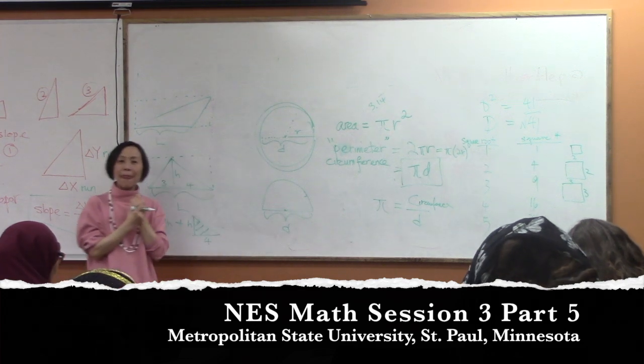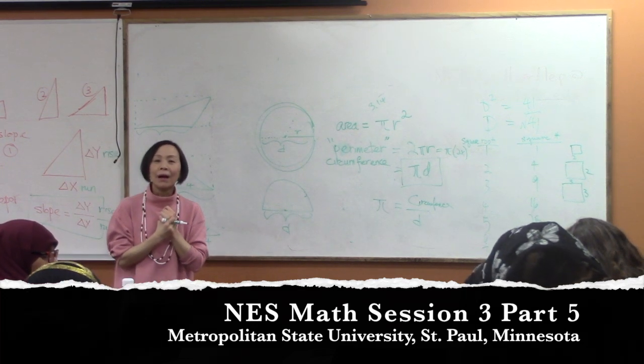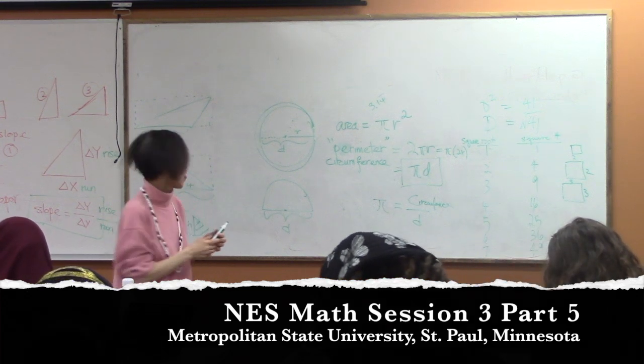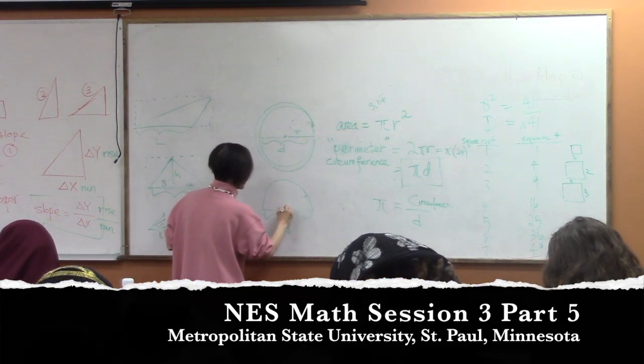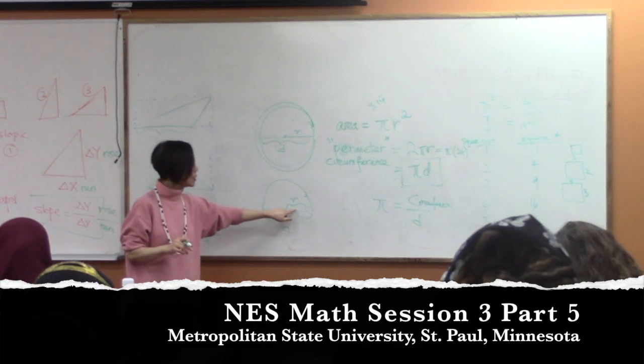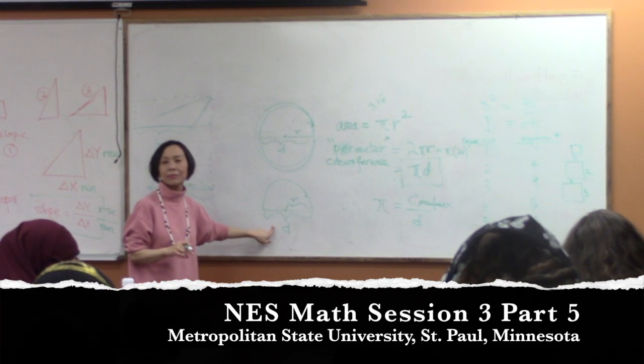So isn't it half or no? Half of what? That's the full, because the radius is the half and the diameter is the whole. See, because R is half and then the diameter is the whole. This is R. So even when you fold, this is R and this is D.